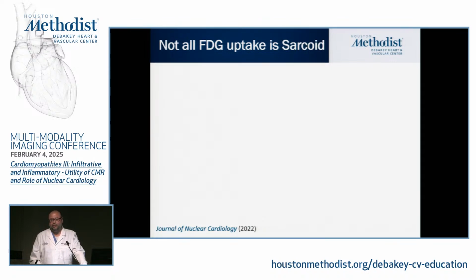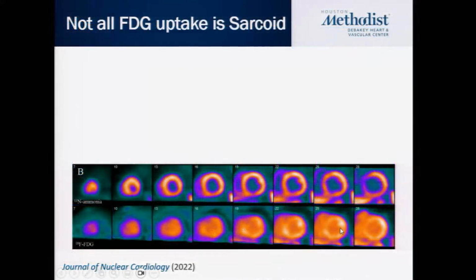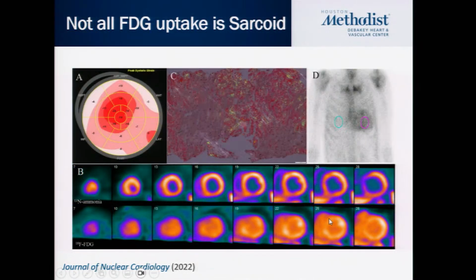So what Dr. Shah spoke about in terms of SLE, we had IgG4, we had many other cases where inflammatory cardiomyopathies can light up. This is one case report from the literature where you have very faint uptake in the myocardium. This turned out to be amyloid.